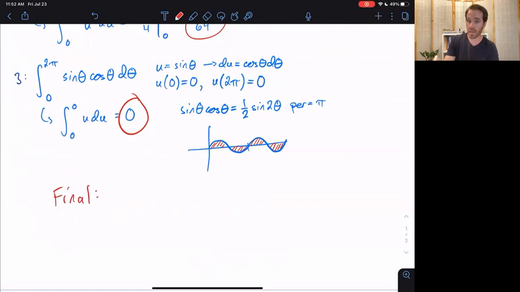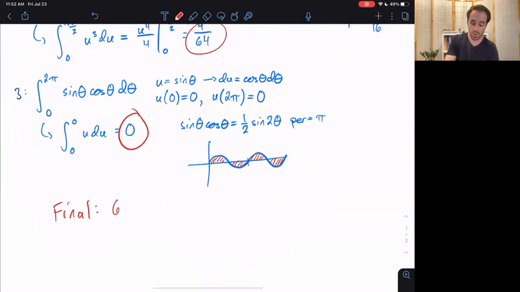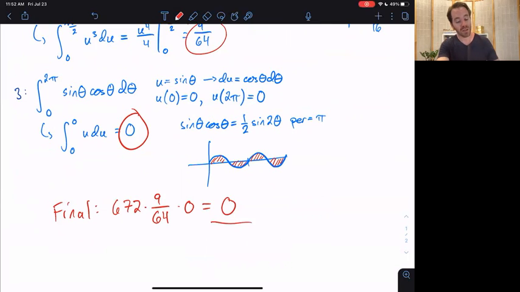So the final answer, like if you skipped all the way to the end and said 0, you wouldn't get credit for this question. But it's going to be the 672 from before times 9/64, but then times 0, which is going to make the whole thing equal to 0. And that's the value of the integral.